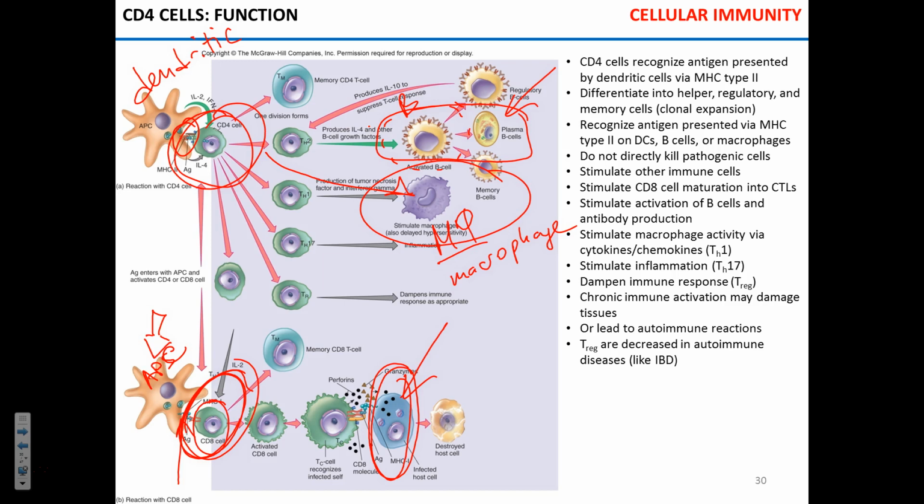Another important function of CD4 cells is to produce so-called T regulatory cells. They're shown here. So Tregs, as they are referred to sometimes, are needed to dampen the immune response, to decrease it.